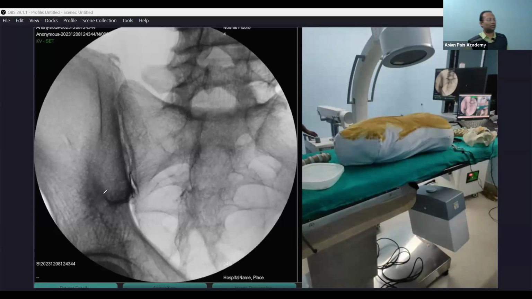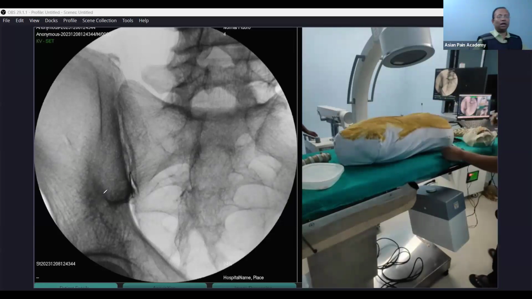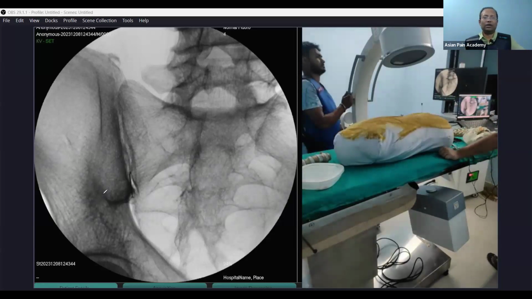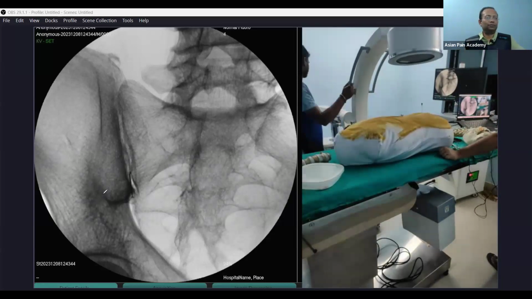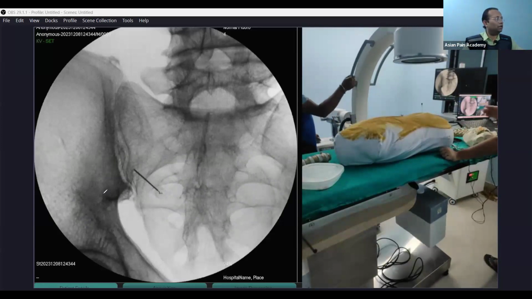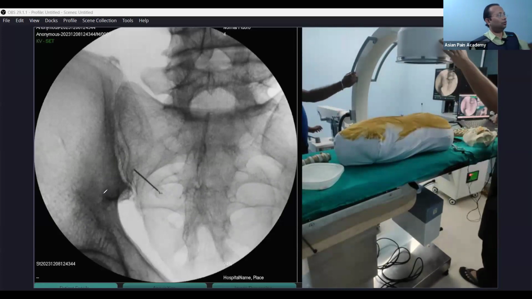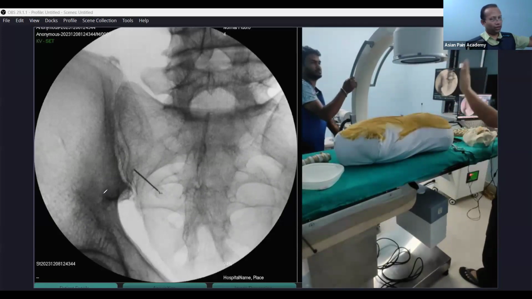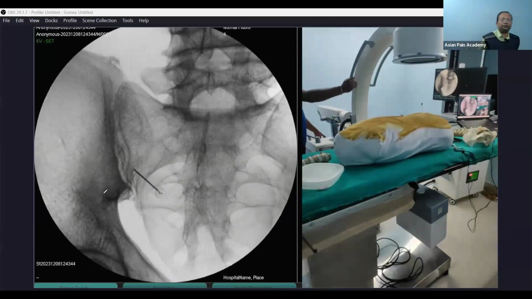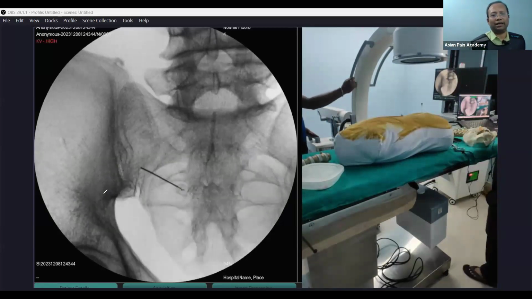Okay. How do I understand whether I am inside the joint or not? Let's see in AP view. I will be in the medial joint line. Of course, if you go a bit more, you may cross the medial joint line. AP, complete. Not that much, reduce the AP. That's it. So you see that I am in the medial joint line clearly.